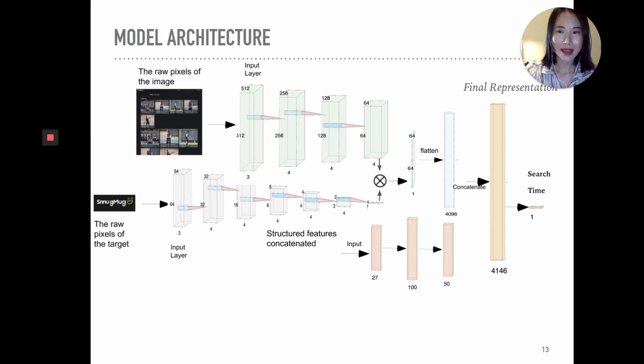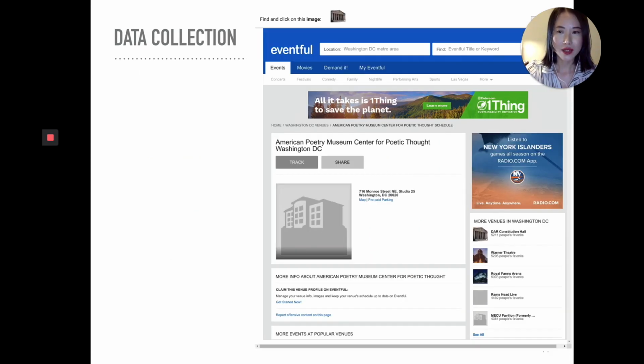Next, let's look at how the model is trained. To train our model, we use a dataset collected by Google via crowdsourcing. The user was shown a web page like this, which was randomly selected from the internet, and also a target, which was randomly selected from the web page. And the user needs to find and click on the target. Their search time was recorded.